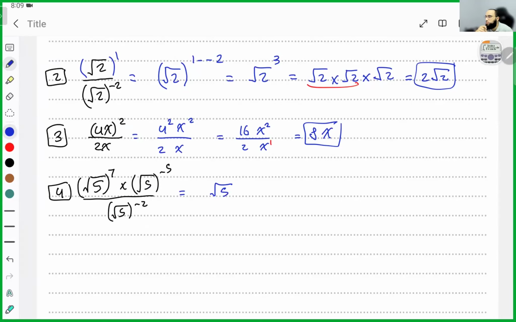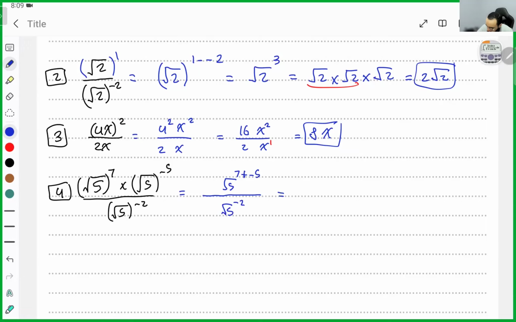But I'll do it by an easier way, like the following. Look at the powers: we add 7 plus negative 5 first, minus negative 2. That's it, the times first. True? Yes, okay. You want to do it in 2 steps? It's root 5 power of 7 plus negative 5 over root 5 power of negative 2.